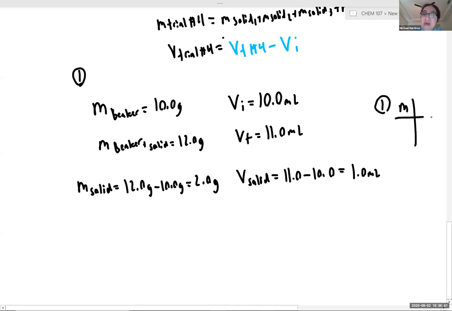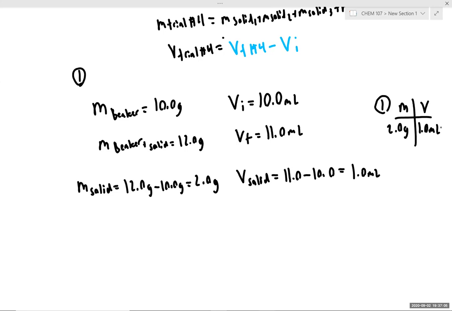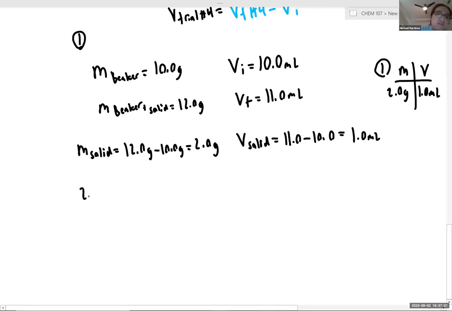That's my first data point. So for my mass and volume, for my mass, I have 2.0 grams. For my volume, I have 1.0 milliliters. Does this make sense? How to do this first part of the calculations? Yes. Okay, so now for part 2.